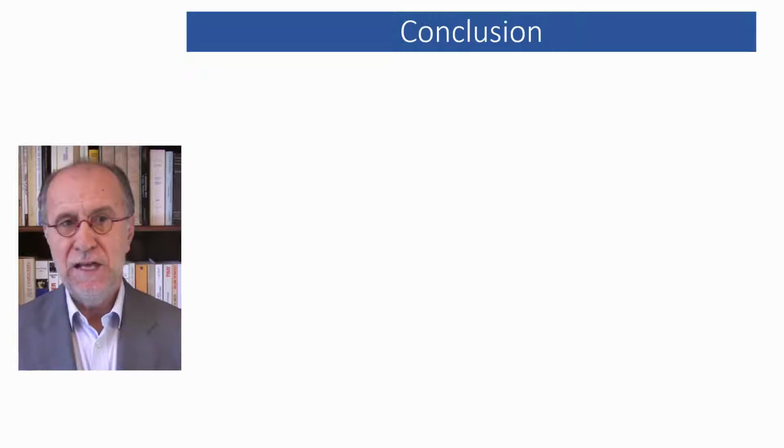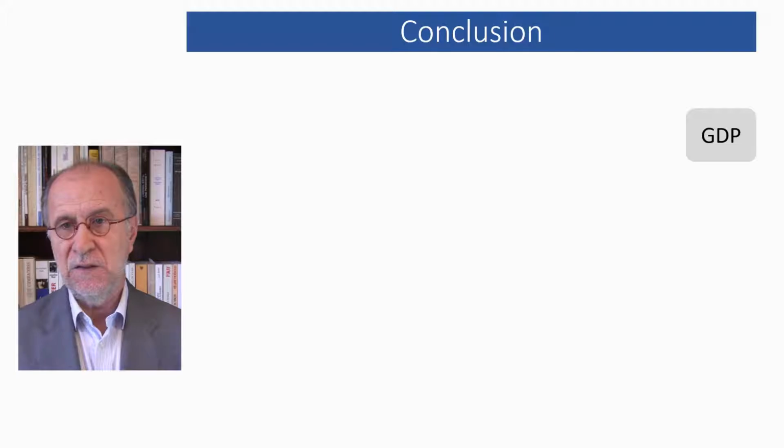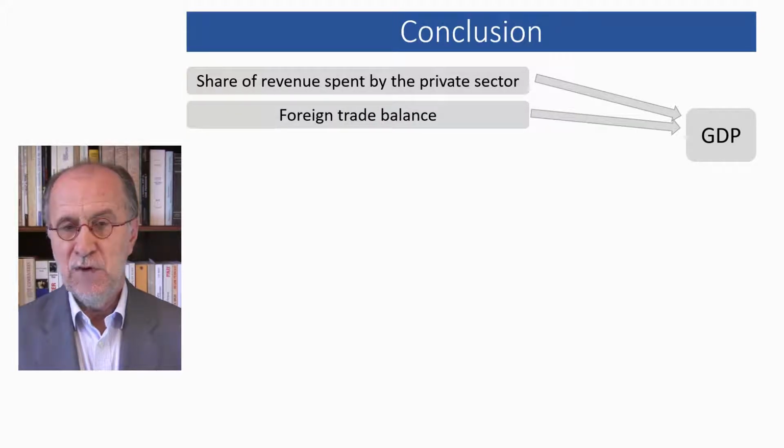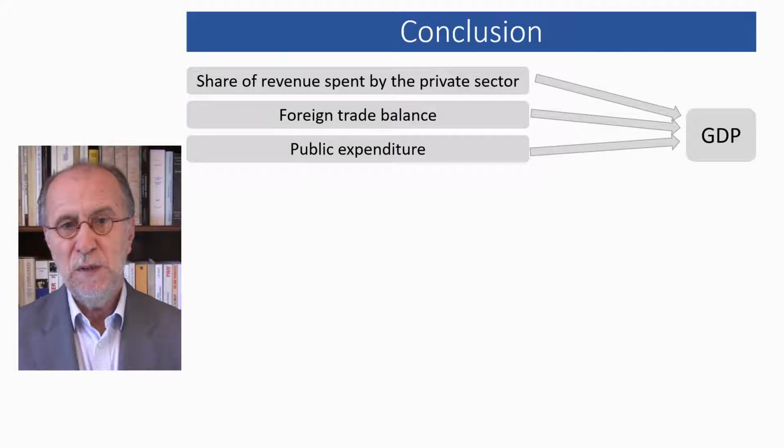We can draw 5 main conclusions from what I've said. The first is that an economy's GDP and changes to its GDP can be calculated to the nearest euro from 4 components. Number 1, the proportion that the private sector spends of its revenue as measured by the pure private savings ratio. Number 2, the trade balance as measured by the external balance ratio. Number 3, the amount of public expenditure. And number 4, the public levies ratio.